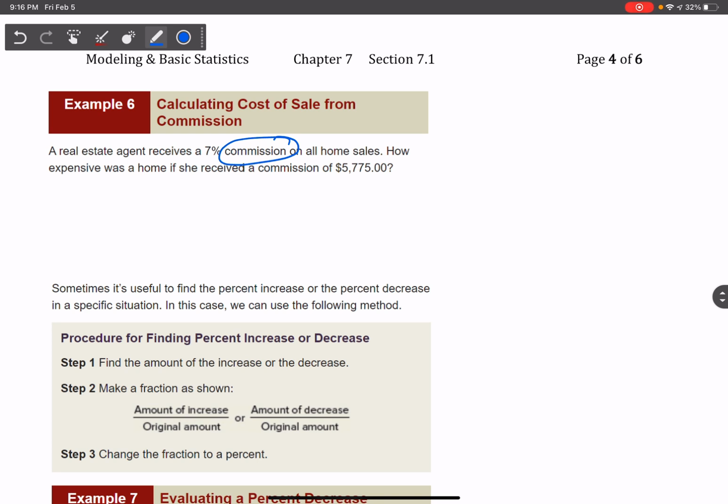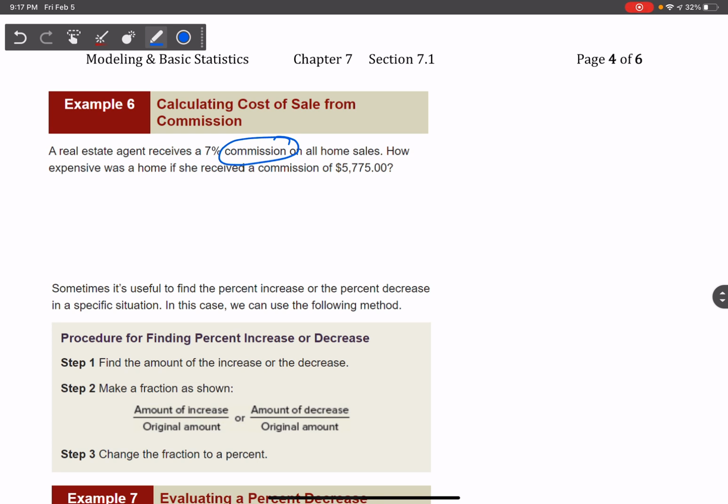If you sell cell phones, you get a commission, which is why every time you walk into AT&T or whatever phone company you deal with, they want to sell you the most expensive phone, because those people are earning commission on those phones. But real estate is a big one. You earn commission on the homes you sell.